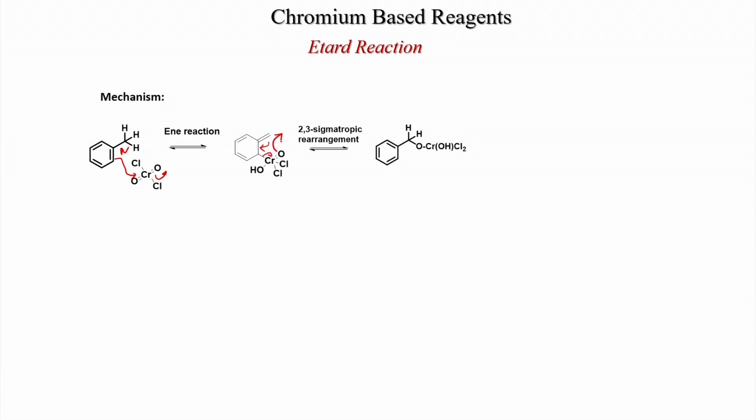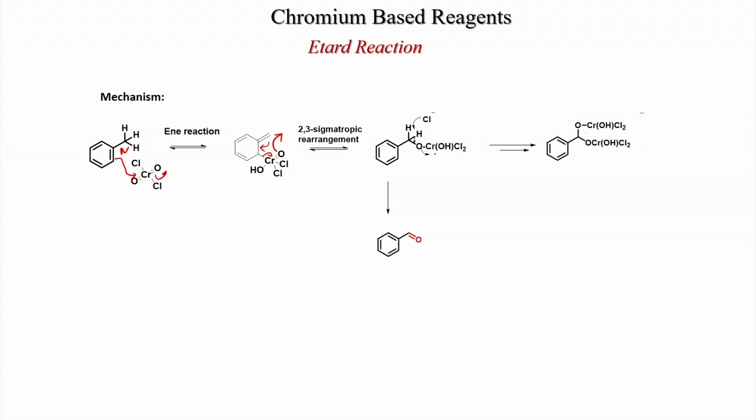This is a 2,3 sigmatropic rearrangement because only 5 atoms, 1, 2, 3, 4, 5 atoms are involved, and then you get this alkoxy chromium compound, and this acidic hydrogen can be deprotonated by Cl minus, and this chromium can be withdrawn from the complex to give this benzaldehyde.